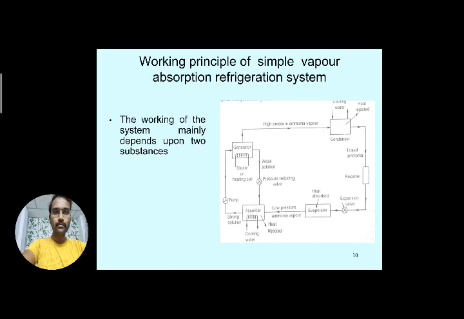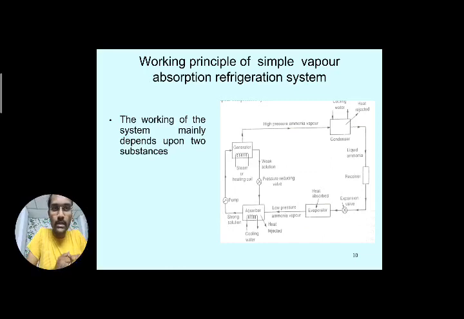What is happening here? Before that, here is the refrigerant used in the system. I already told you that it is a refrigerant combination along with the absorbent. There are two substances, both having affinity at low temperatures and pressures. So those have to be mixed together at low pressure and temperature. It mainly depends on the two substances. Here, take the example of ammonia and water. Ammonia will act as the refrigerant, water will act as the absorbent. Remember, ammonia is the refrigerant, water is the absorbent.